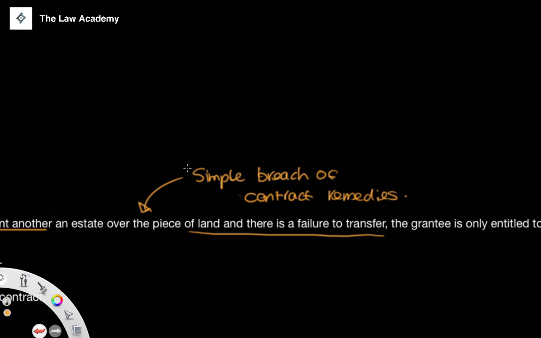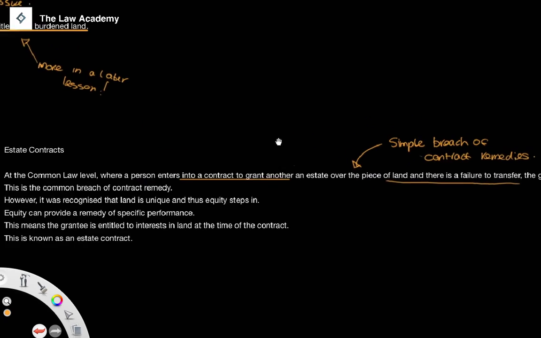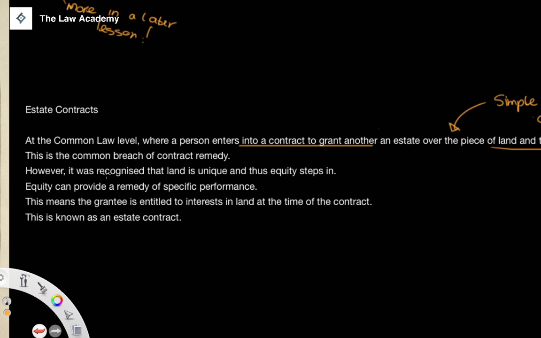And when we talk about breach of contract, when we look at contract law, we will discuss this in more detail. Now, like we've already mentioned, this is just a simple common breach of contract remedy that would apply to any kind of contractual obligation relating to the transfer of property, any kind of property, whether it be land or someone's pen or a laptop or whatever. However, it was recognised that land, as we mentioned in the first lesson on land law, is a unique kind of property. There are a number of different reasons why land is different to any other kind of simple property. And so equity steps in again.